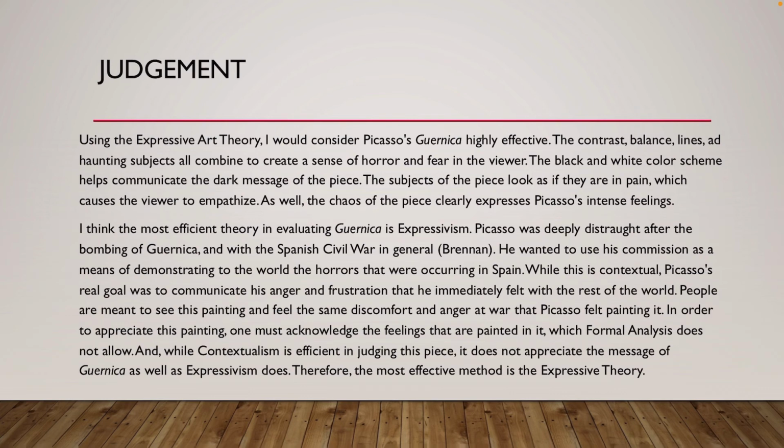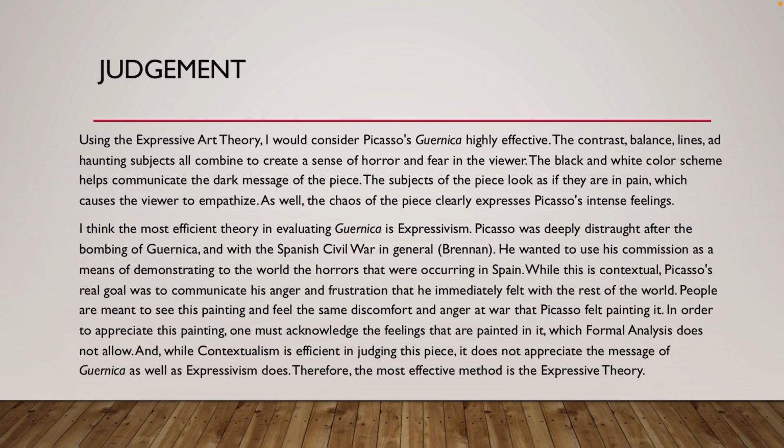I think the most efficient theory in evaluating Guernica is expressivism. Picasso was deeply distraught after the bombing of Guernica and with the Spanish Civil War in general. He wanted to use his commission as a means of demonstrating to the world the horrors that were occurring in Spain. While this is contextual, Picasso's real goal was to communicate his anger and frustration that he immediately felt with the rest of the world.